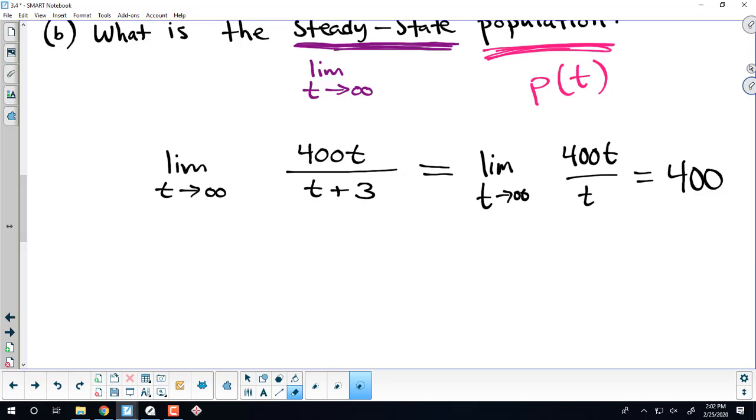Okay, so 400 million. So the steady state population is 400 million. If we looked at the graph of our population function, what would we have? A horizontal asymptote, right? As we progress indefinitely in that direction, the function approaches 400. So that's the horizontal asymptote. Remember, limits at infinity determine this function's end behavior.